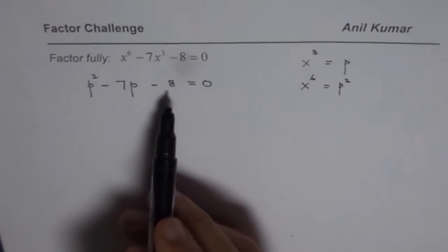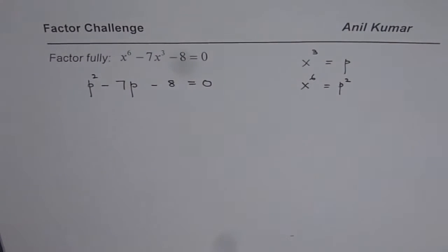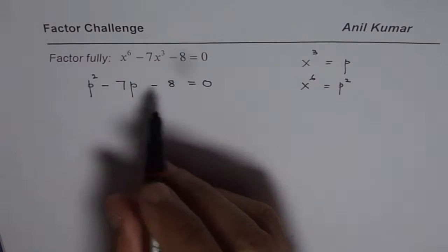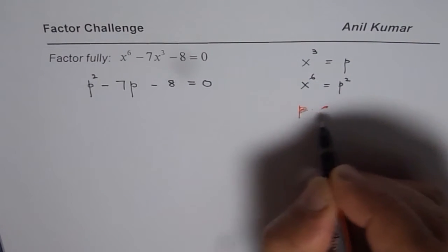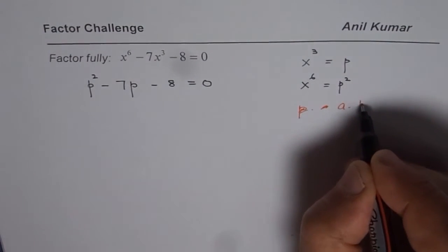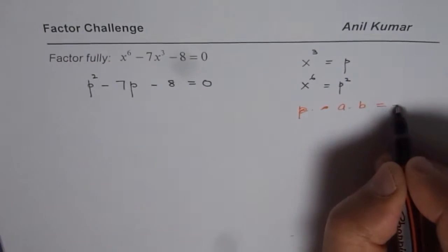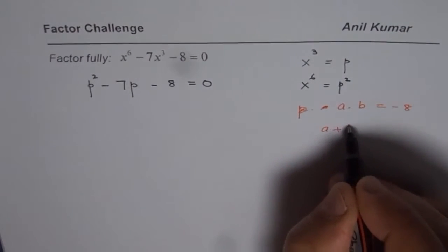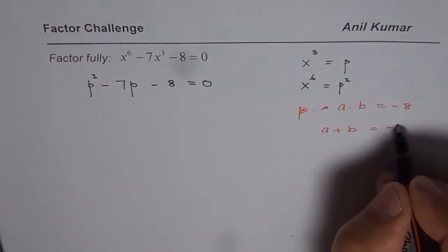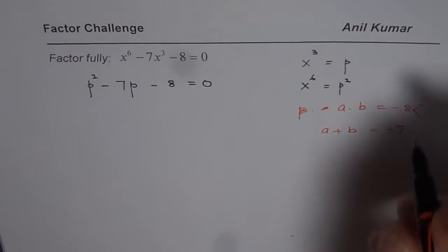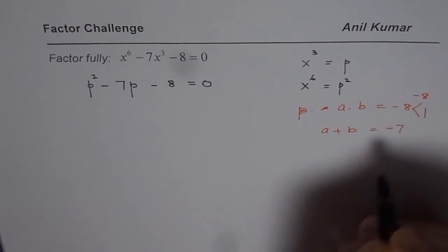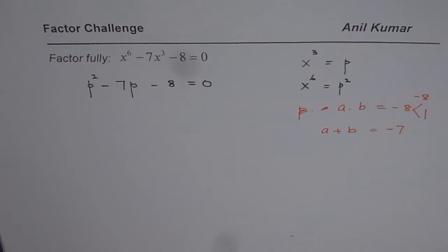Now in this equation we can factor using product and sum. What do we need? We need two numbers, let me use a and b now since I've used p as a variable, whose product should be minus 8, and when you add them up you should get minus 7, right? So what are these two numbers? One positive, one negative. The bigger number is negative, right? So minus 8 times plus 1. When you add them you get minus 7. And that helps you to factor this equation.